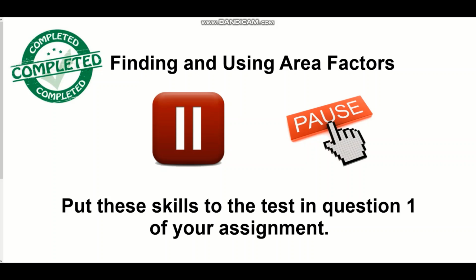If you want to, you can pause the video here and have a go at question 1 of your assignment on Show My Homework. That's all about finding and using area factors, just like the previous example I did there. If you want to continue to watch the video and then do your assignment at the end, then by all means keep watching. But if you want to stop here and complete question 1, pause the video now before I move on.